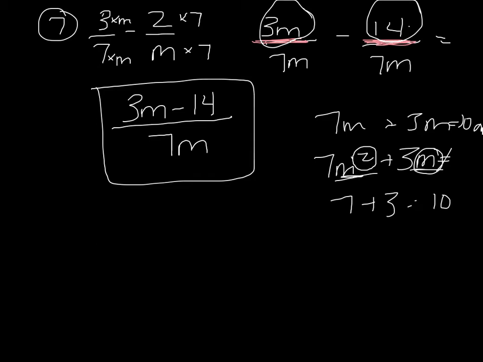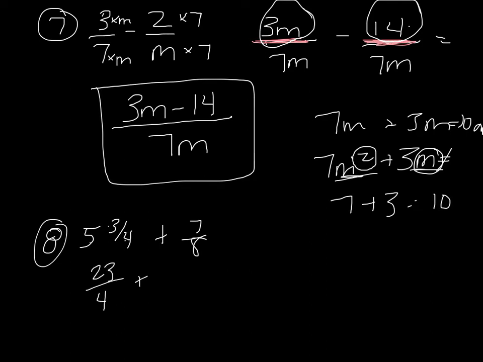All right, let's try number 8. Hopefully this one doesn't take up as much room as the last one did. So this one says 5 3/4 plus 7/8. Okay, so my favorite way to do this is to circle up. I'd do 4 times 5 to get 20, plus 3 would be 23/4 plus 7/8. Now I need to get my common denominator. So I'd multiply by 2, multiply by 2.